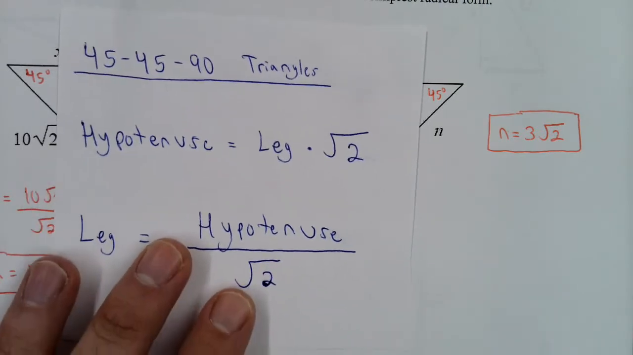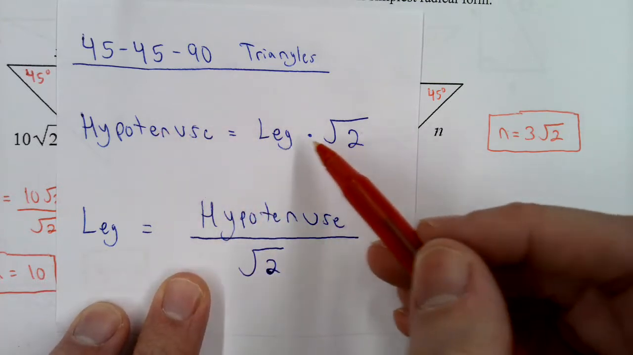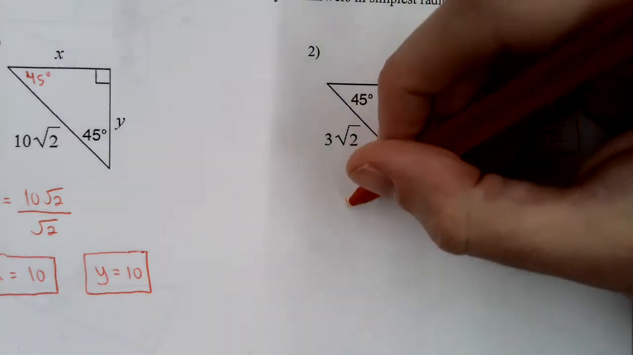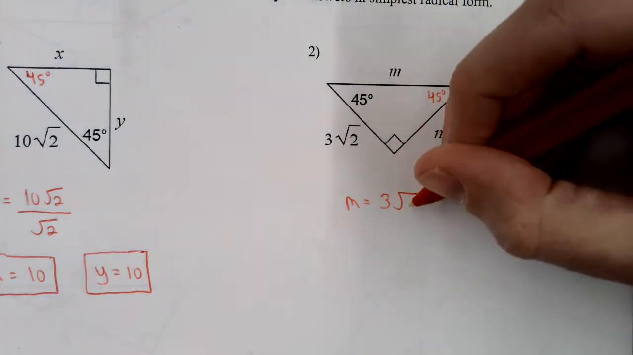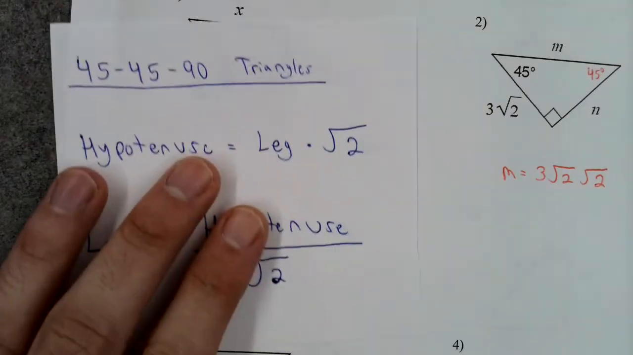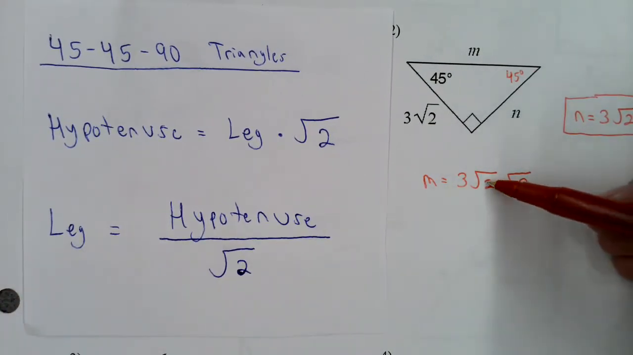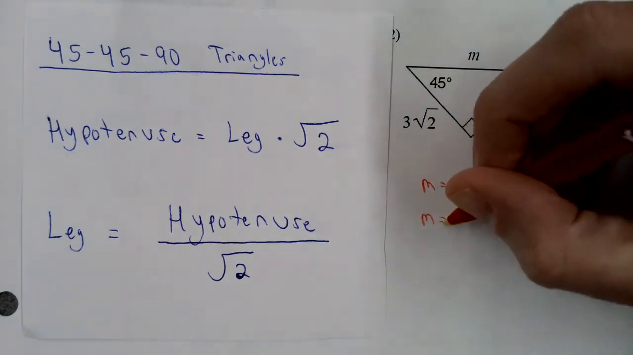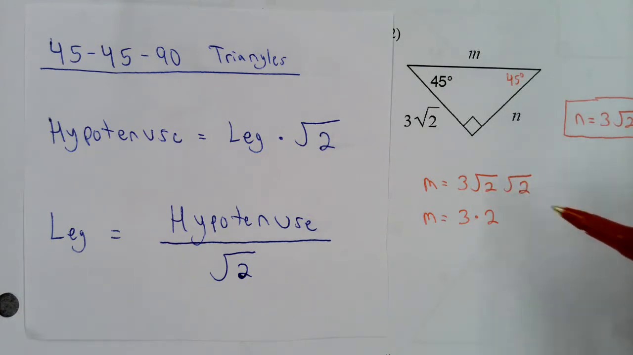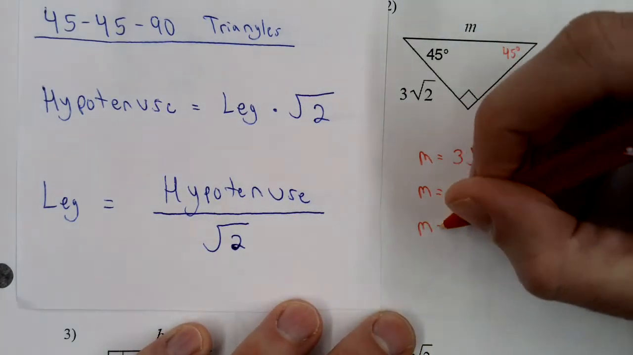Now we have to find the hypotenuse. So let's use the top formula. Hypotenuse equals leg times the square root of 2. So the hypotenuse here is m. It's going to equal the leg, which is 3 square root of 2, times the square root of 2. Again, I'm using the top formula right there. The square root of 2 times the square root of 2, you should know that right away, is 2. The square root of any number times the square root of the same number is just the number without the square root symbol. So 3 times 2 is 6. M equals 6.